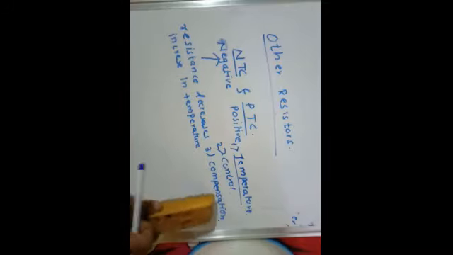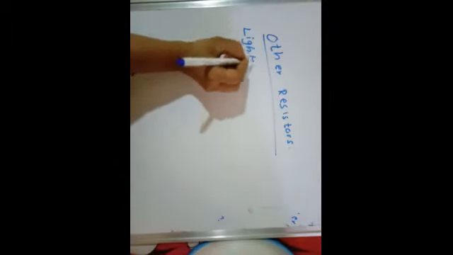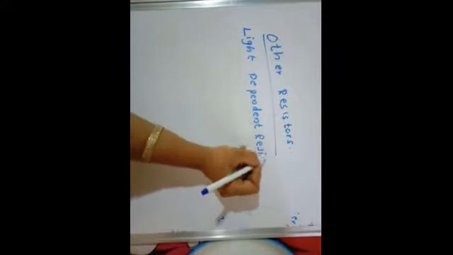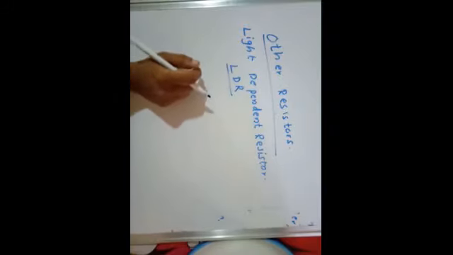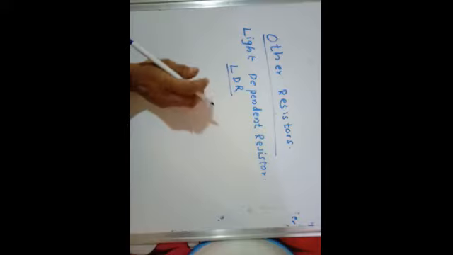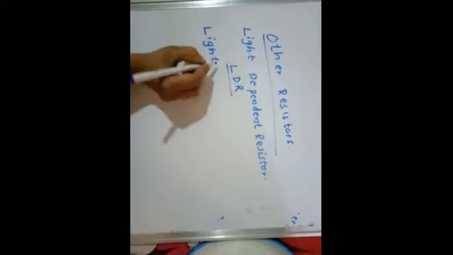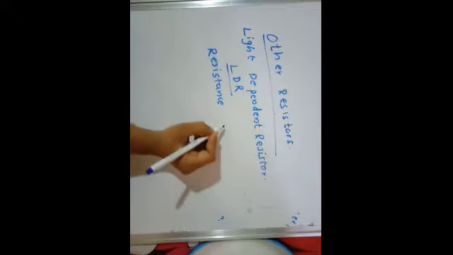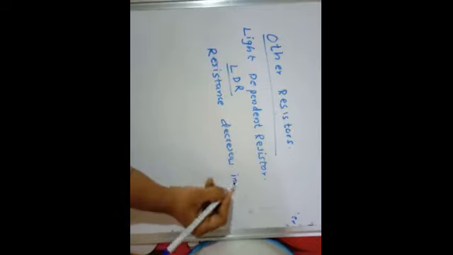Then second we are going to see the light dependent resistor. It is nothing but the LDR. The LDR is a photosensitive device whose resistance decreases with increase in light intensity. Means its resistance decreases with increase in light intensity.